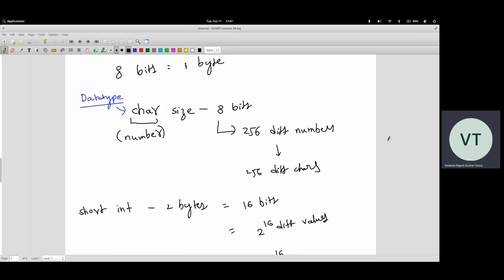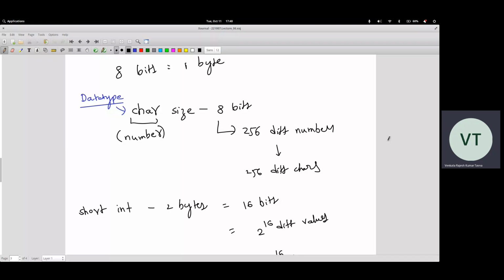4 bytes means how many bits? 32 bits. 32 bits means how many different values? 2 power 32. So the smallest value is 0. Largest value is 2 power 32 minus 1. Good. So now a much larger number can be stored in int data type. So depending on your problem at hand, you should choose a particular data type.